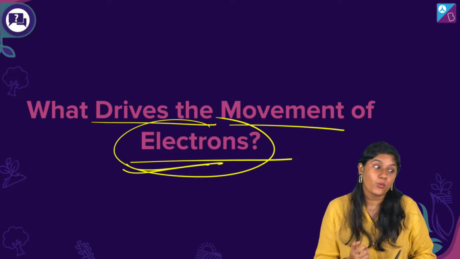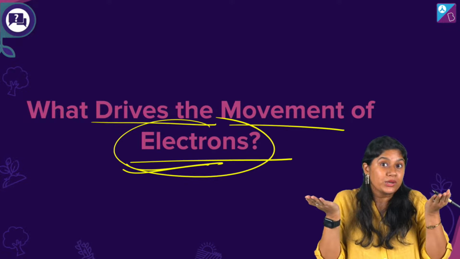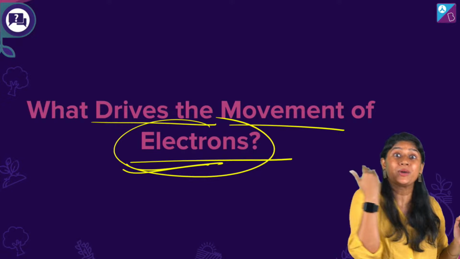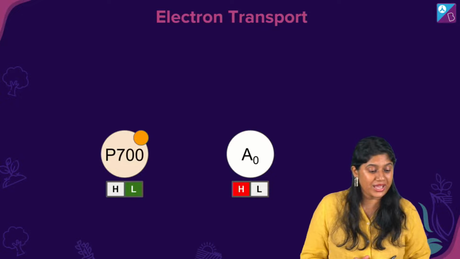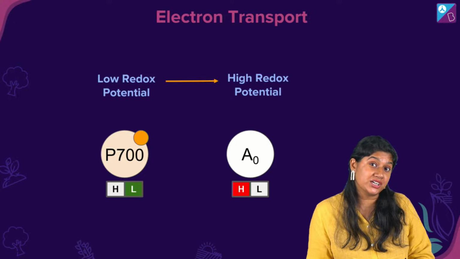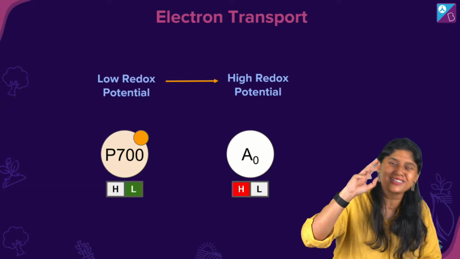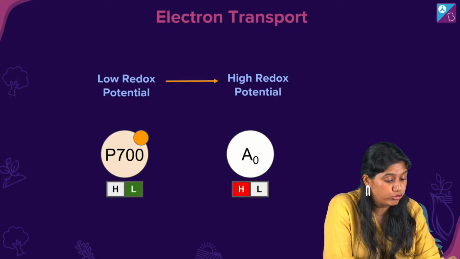We know that in diffusion and in osmosis there is a concentration difference. We know that in diffusion, the molecules move from high concentration to low concentration to make it equal, to balance out the concentration. Now here also we have something very important to understand. Here also there is a potential difference. But what kind of potential difference? Not what we studied in diffusion and osmosis, it is actually completely different. We have low redox potential.